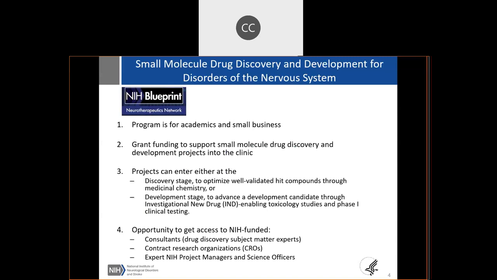The program, as I said, is for academics and small businesses. It's only for small molecules. There are companion FOAs I'll talk about at the end for biologics. The projects can enter into either the discovery stage, where I have just a hit and some assays, all the way to where I have my clinical candidate identified.